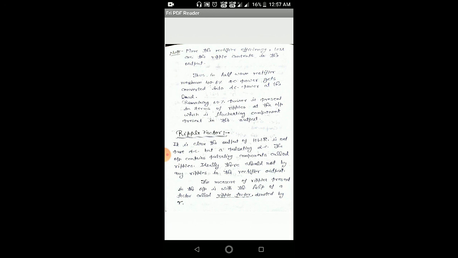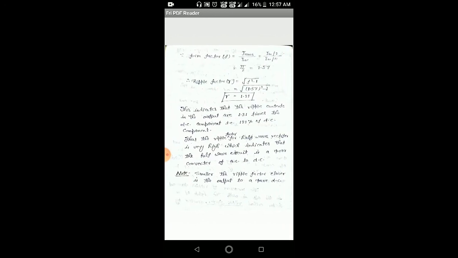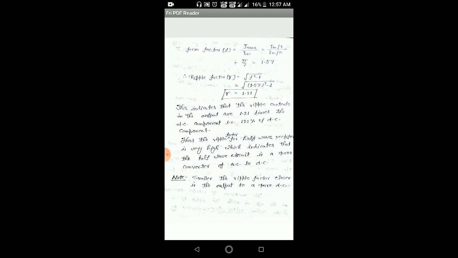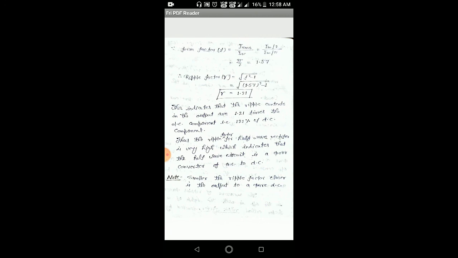So the ripple factor, we know, is the RMS value by the DC value. This is the form factor. So we first calculate the form factor for calculating the ripple factor. Form factor F is equal to IRMS upon IDC, so Im by 2 upon Im by pi. So the form factor will be 1.57.